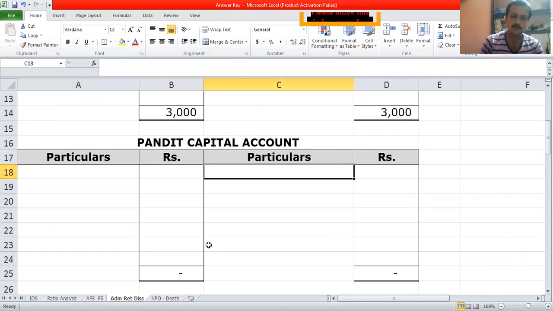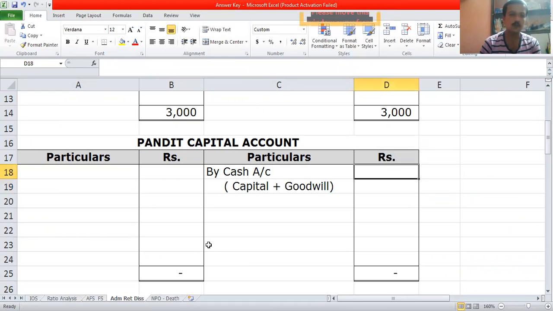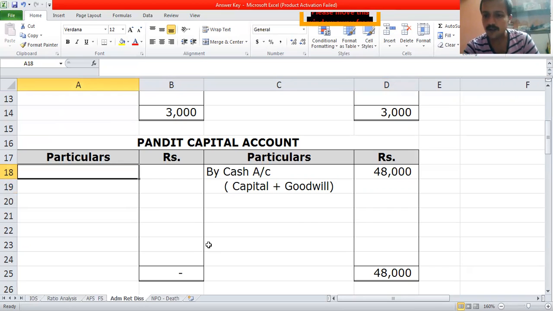Now, when it comes to the new partner capital account, earlier also you used to write by cash account when the person brought the capital. But here what you need to write is goodwill as well as capital. So the capital plus goodwill will be the total. How much will it be? 30 plus 18. It will be 48,000. And you remember earlier it was only 30,000. Now we have written an extra 18,000 because now instead of creation of a separate goodwill account, we are crediting it to the new partner capital account.